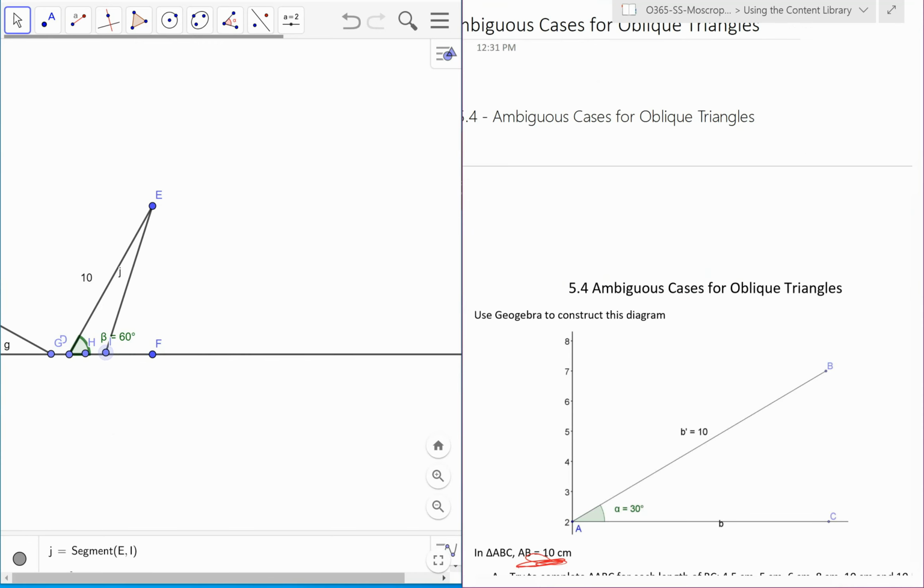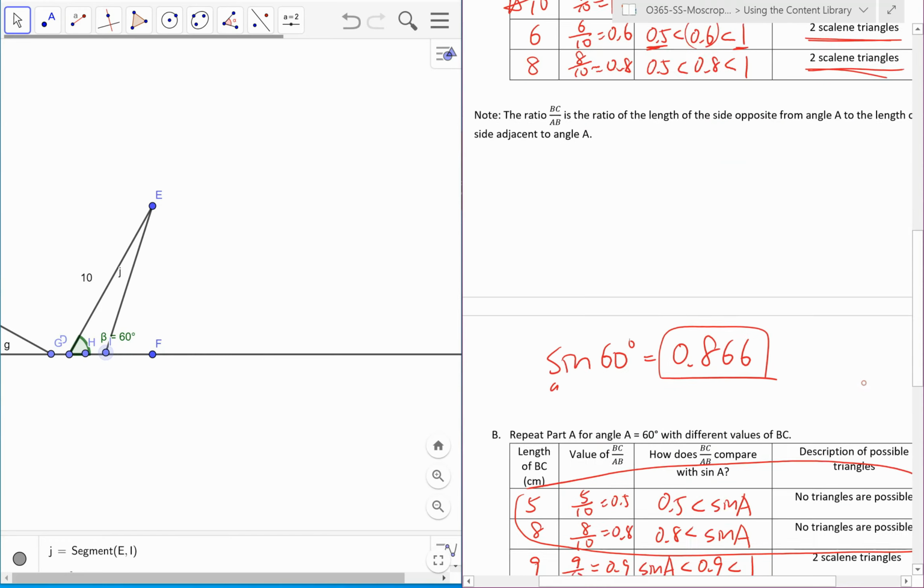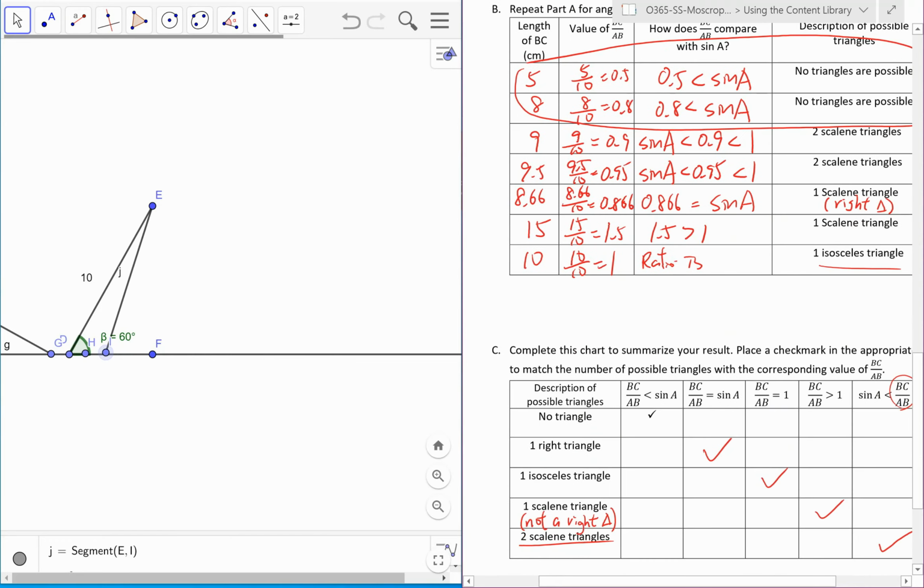And that's what the lesson is. It's the ambiguous case for oblique triangles. We don't know which triangle we're talking about here. Okay, so there you go. That's the lesson for today.